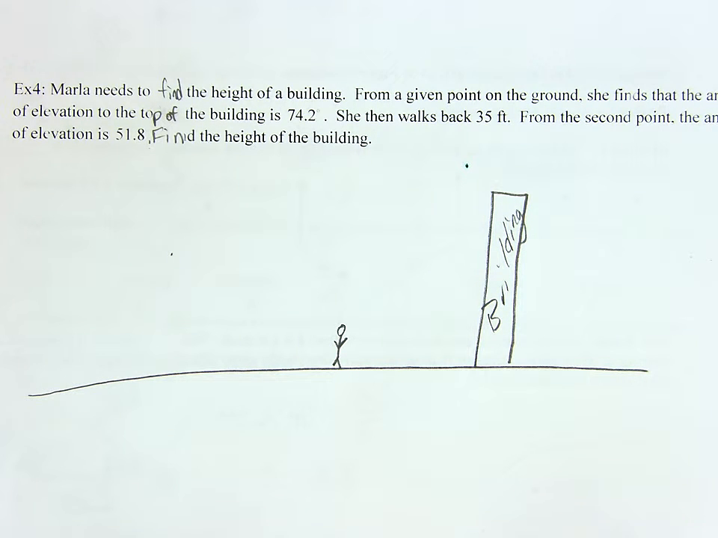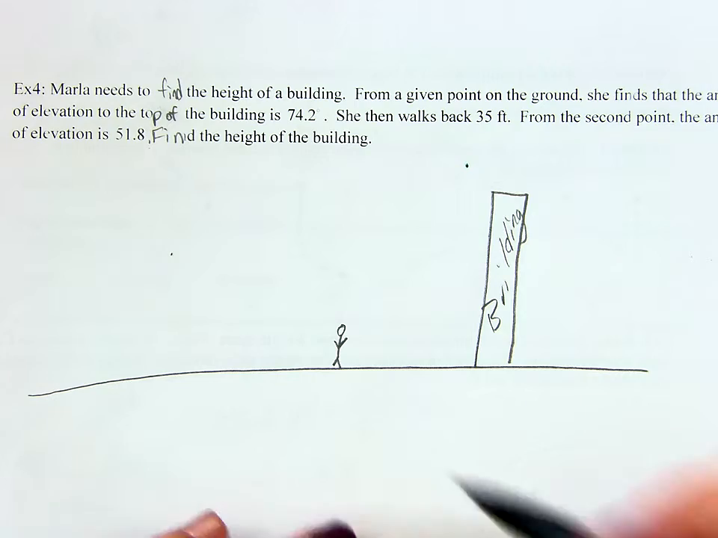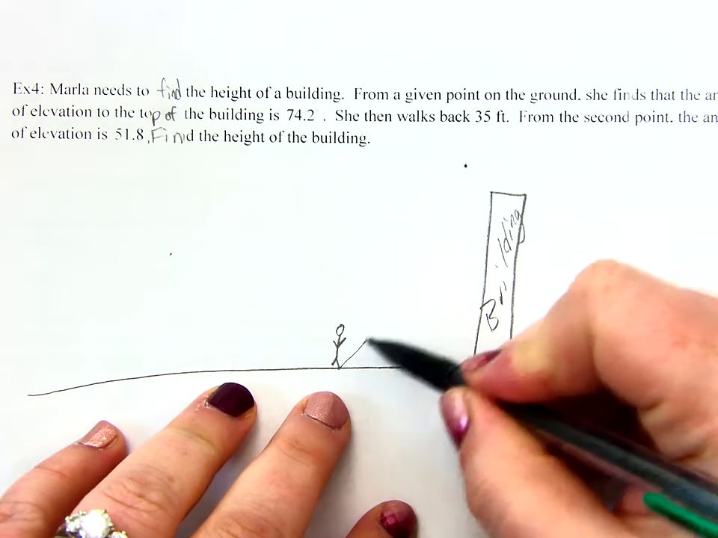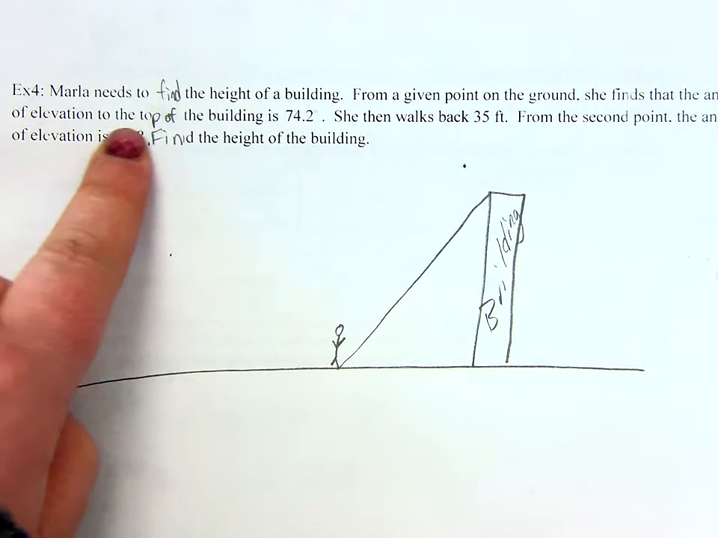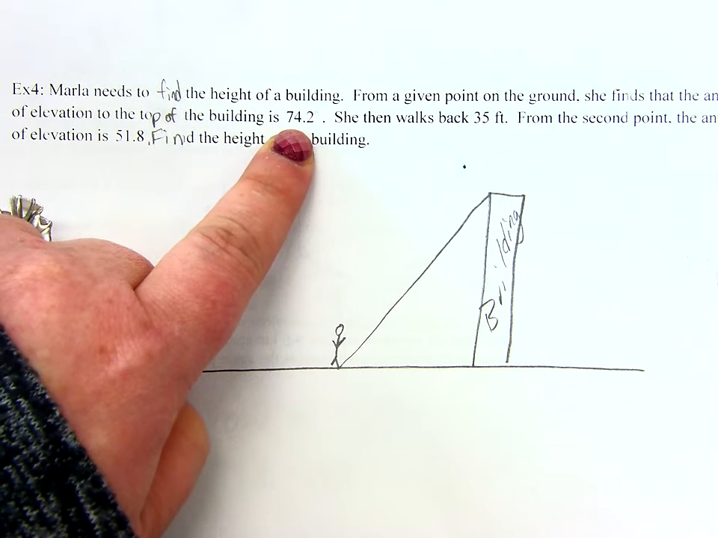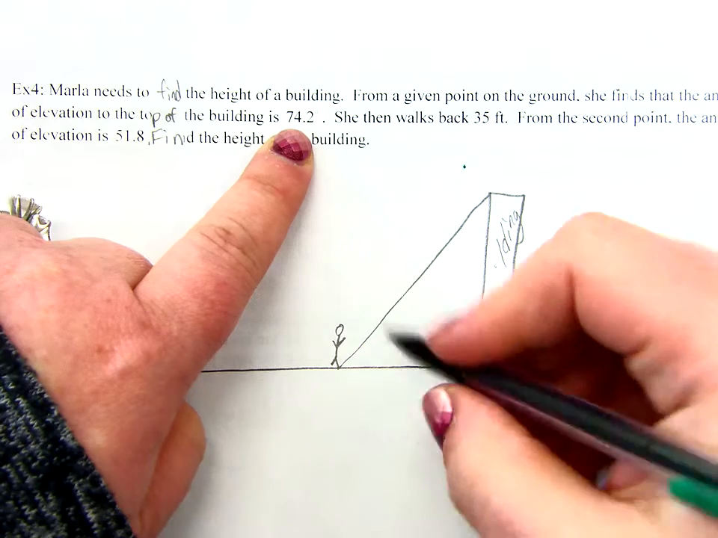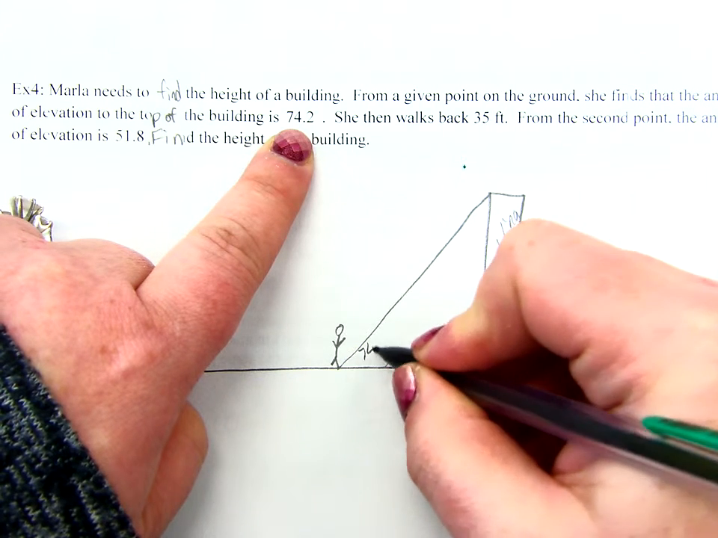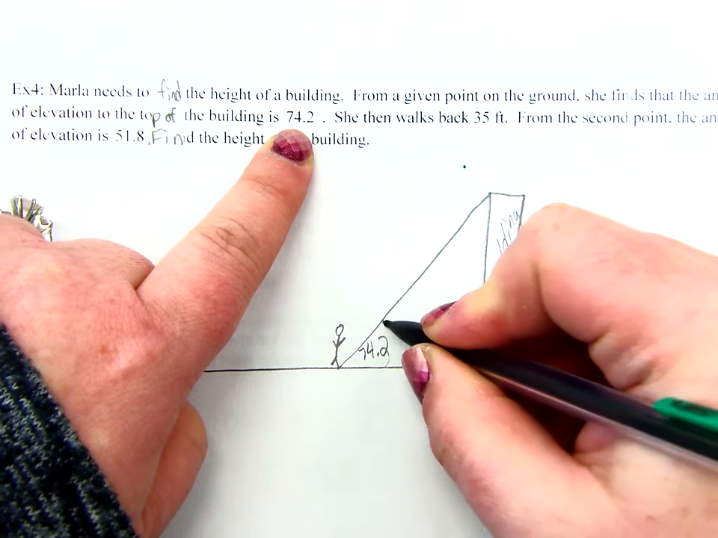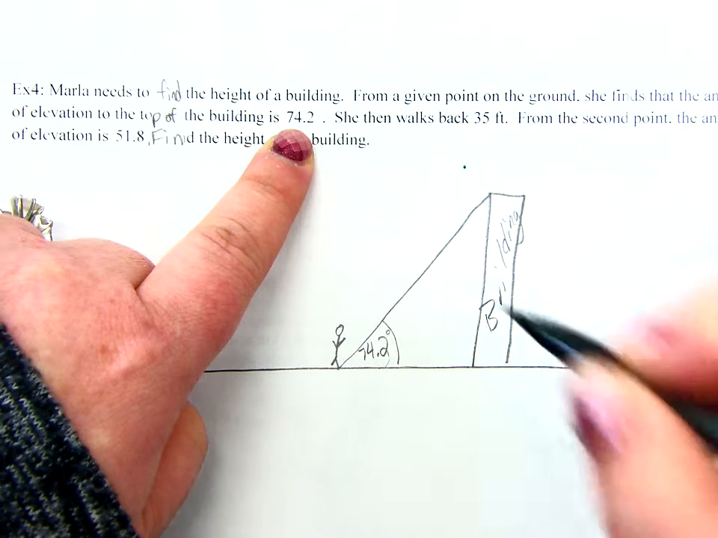From a given point on the ground. So this is from the ground up to the top. So they're not using her eyeball. They're using the ground. So from the ground up to the top of the building, at this first point, she finds that the angle of elevation is 74.2. Okay? So from the ground up to the top of the building, 74.2 degree angle of elevation.